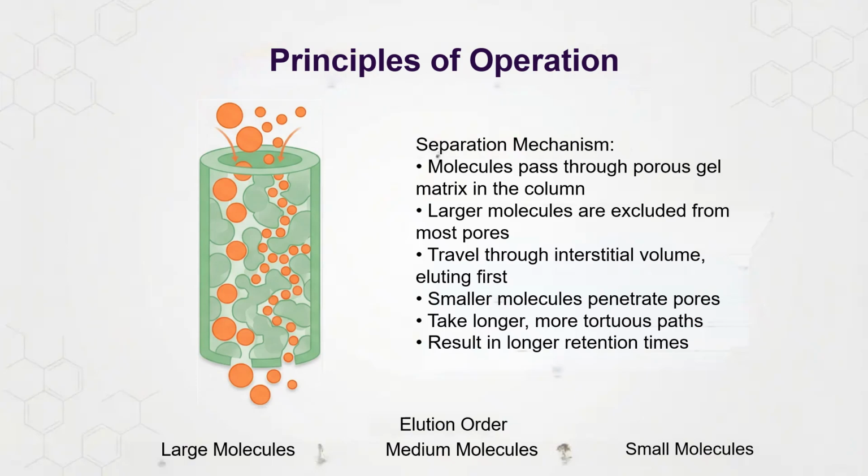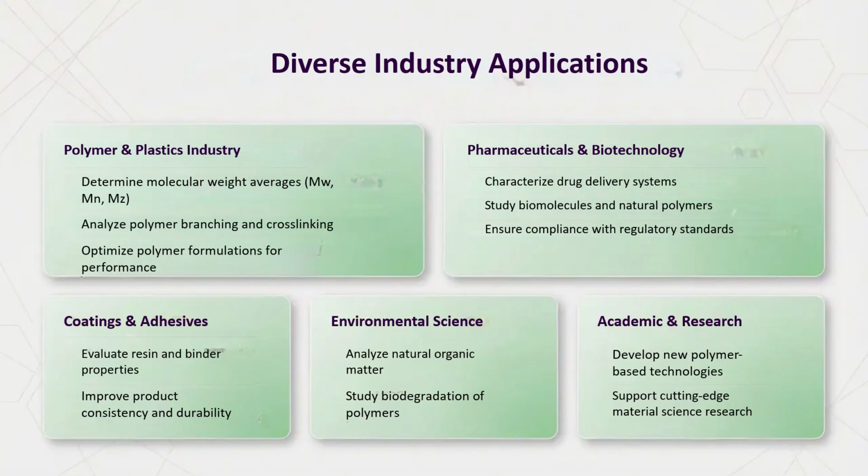In practical laboratory terms, this means retention time directly correlates with molecular size, but only after proper calibration using standards and validation of system suitability parameters like resolution and reproducibility. In the polymer and plastics industry, GPC is essential for determining molecular weight averages and understanding branching or cross-linking, which directly affects tensile strength and processing performance.